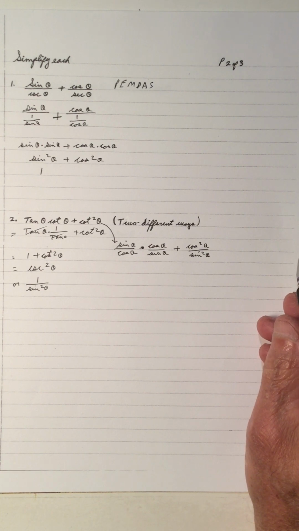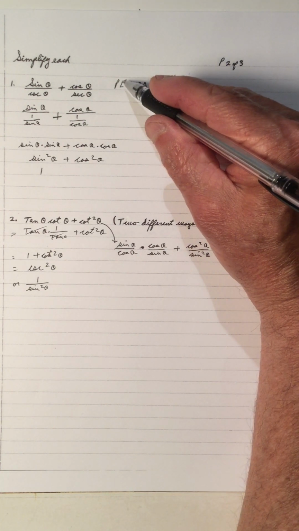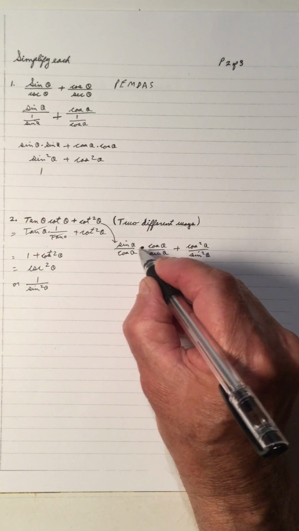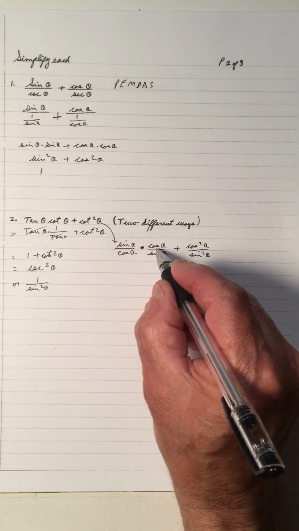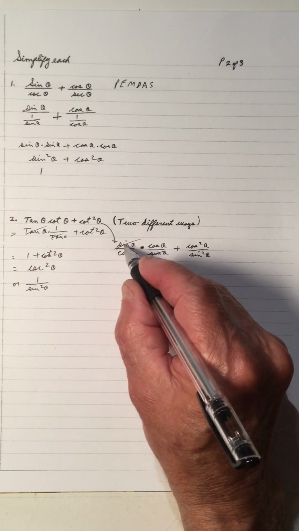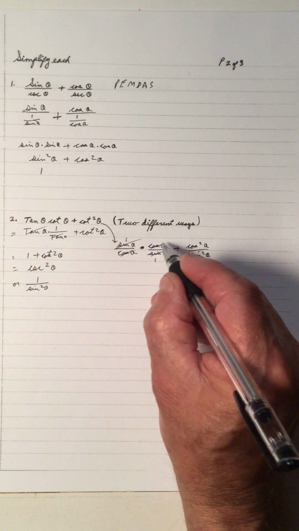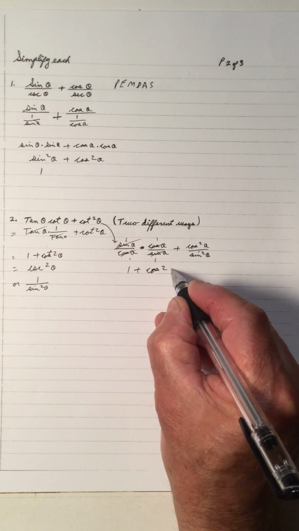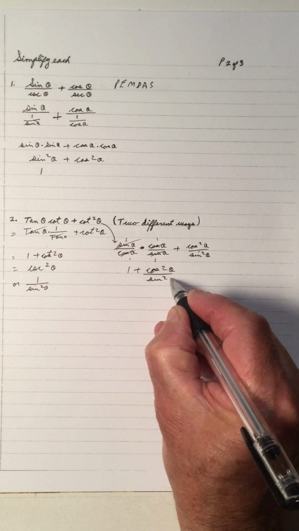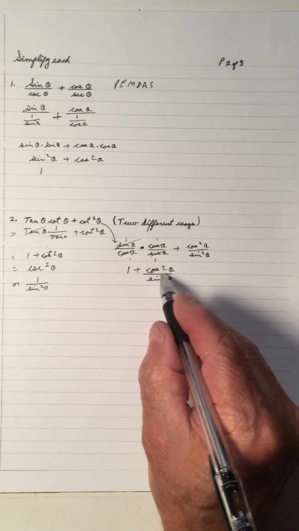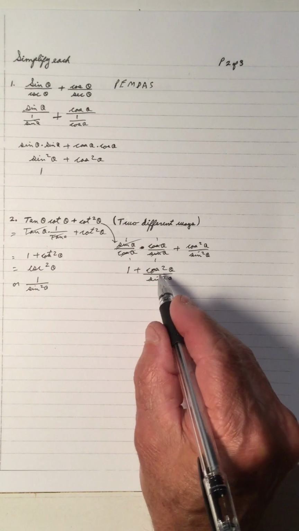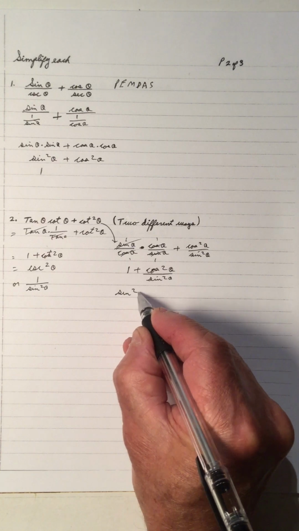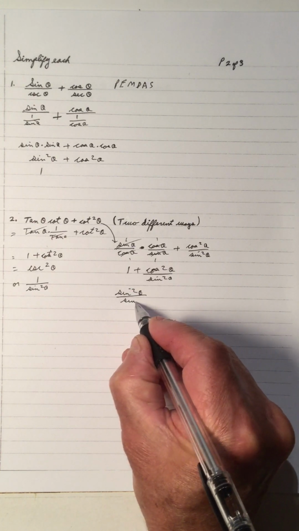So now I have to obey PEMDAS. There's no brackets to do, there's no exponents to do, so I do multiplication and division from left to right. So I can multiply first. Because I'm multiplying fractions, the sines cancel out, the cos's cancel out, so I get 1 plus cos squared over sine squared. So I have a fraction, and I want to add these. The common denominator is sine squared, so 1 is sine squared over sine squared.